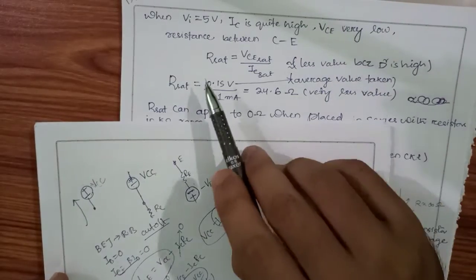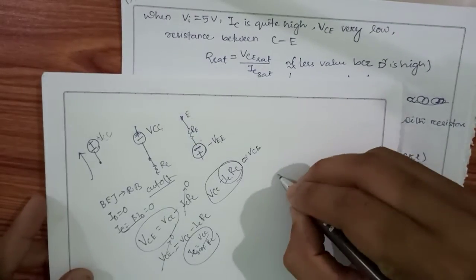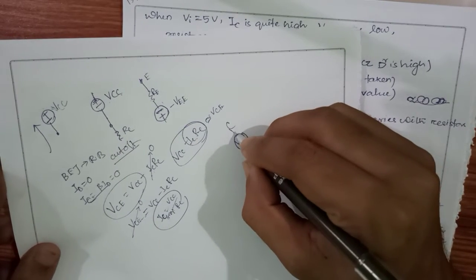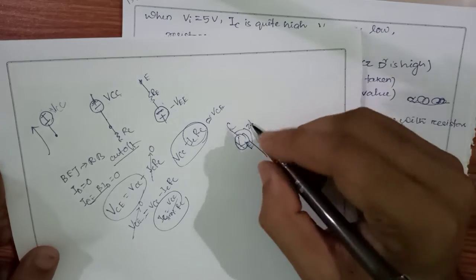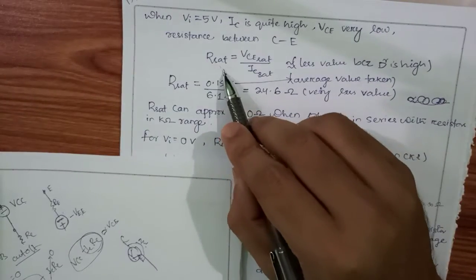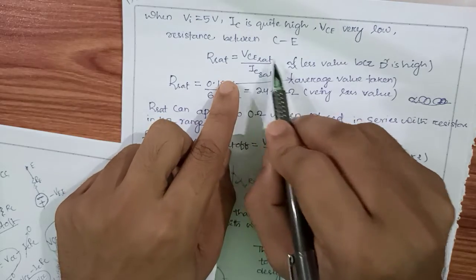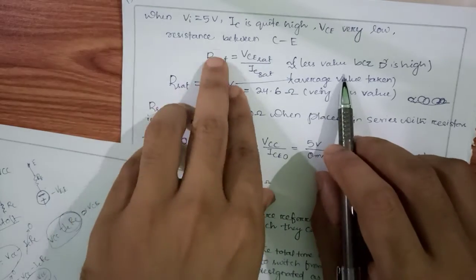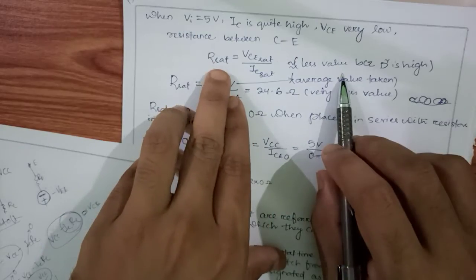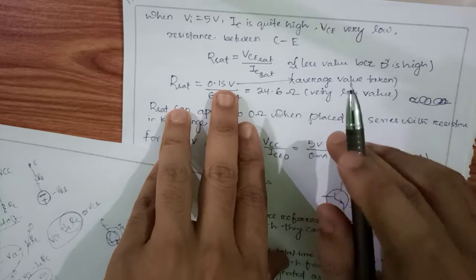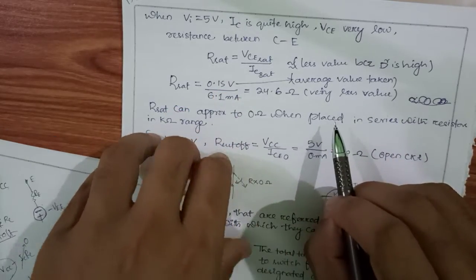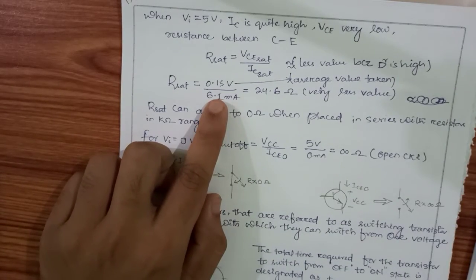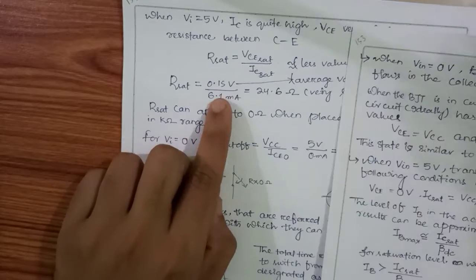So for this VC, what will it become? This is the NPN transistor. This is the collector, this is the emitter, and across the collector-emitter there is a resistor. We are assuming this resistor is R sat. This R sat is VC sat upon IC sat. This value is very small. Very small means that when our input is 5 volts, this resistor can act as a short circuit, meaning 0 ohm is applied. For this question, the VC sat that we found from here is our 0.15.